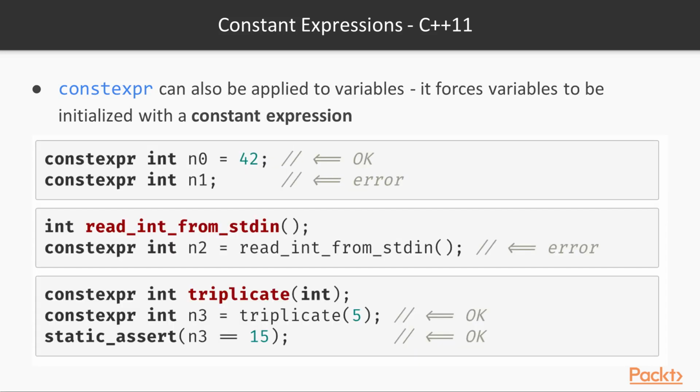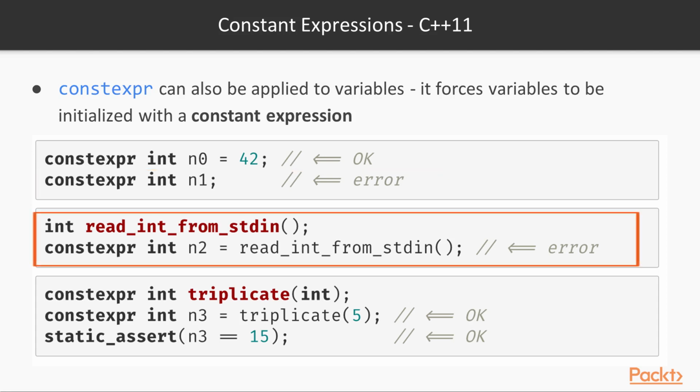Constexpr can also be applied to variables. It forces variables to be initialized with a constant expression. In this example, if we say constexpr int n0 equals 42, everything is okay, because n0 is immediately initialized with a constant expression. If instead we say constexpr int n1 without initializing it, we will get a compile time error. All constexpr variables must be properly initialized.